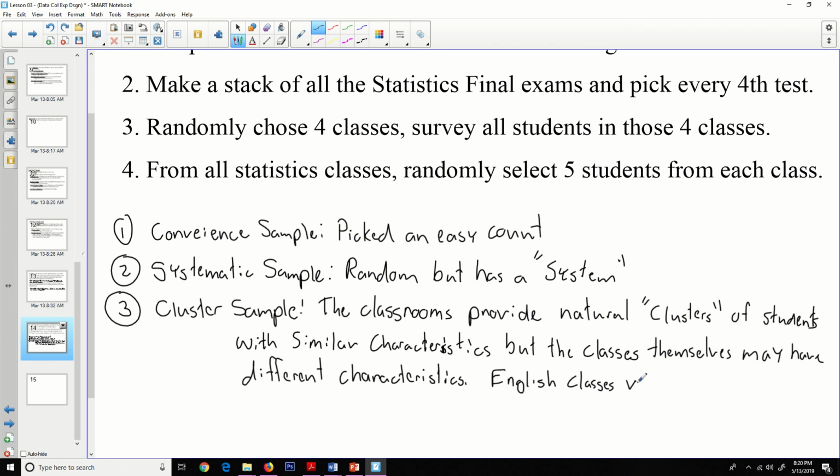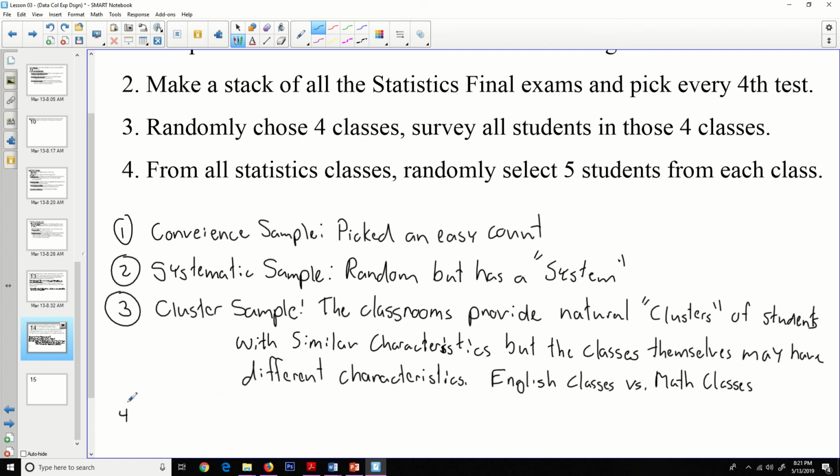Math, come on. May have different characteristics. So if you're making your selection of 5 students randomly from an English class, they may have certain characteristics different from 5 students from the math classes.